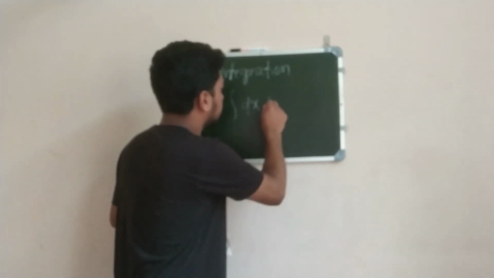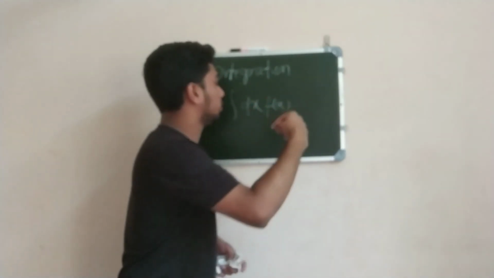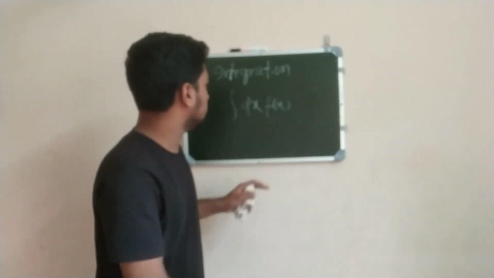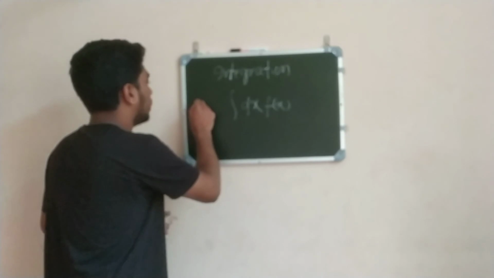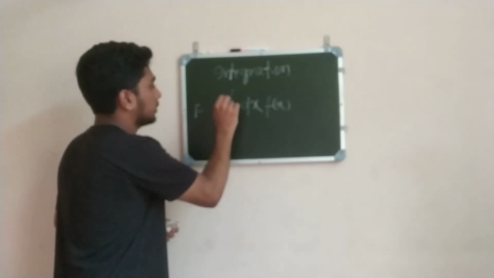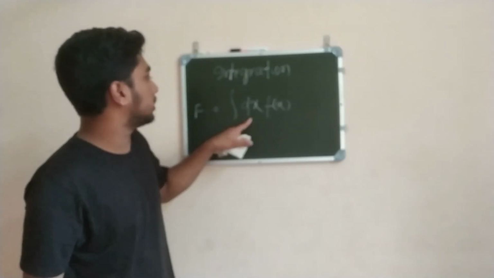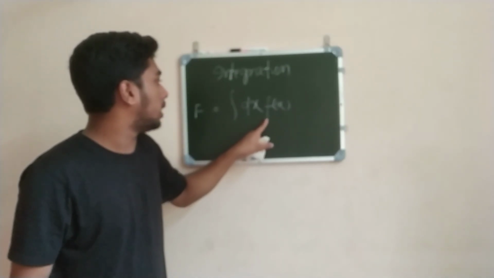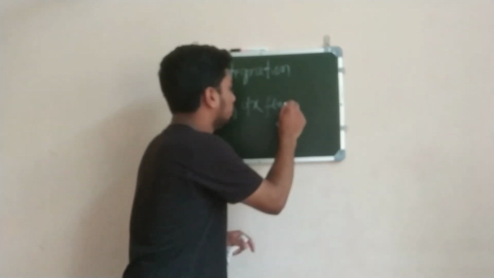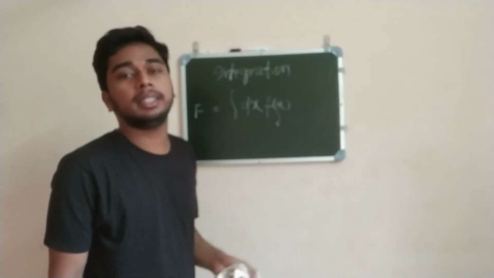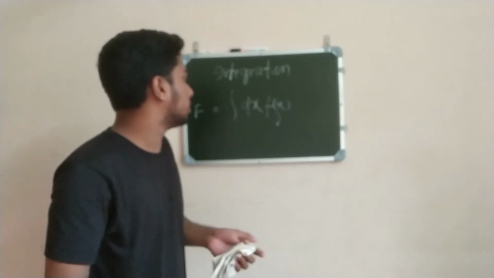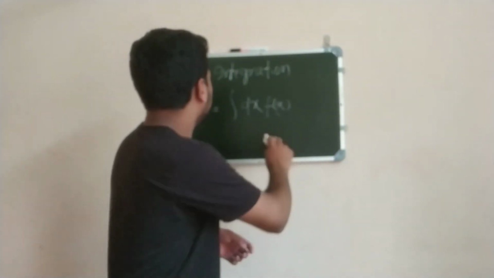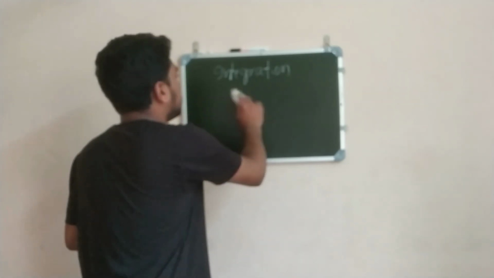I write it as the integration of f of x. So for example, I write f is equal to the integration of this. We usually integrate this function, and it can be anything, as we did before for differentiation. So let's see the important formulas.